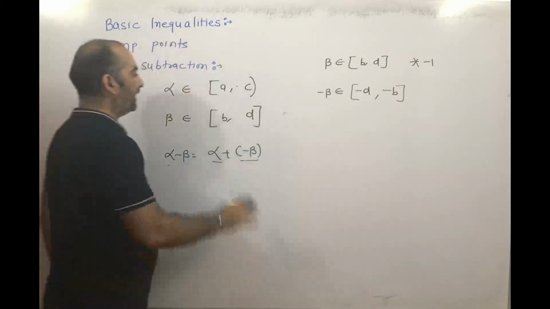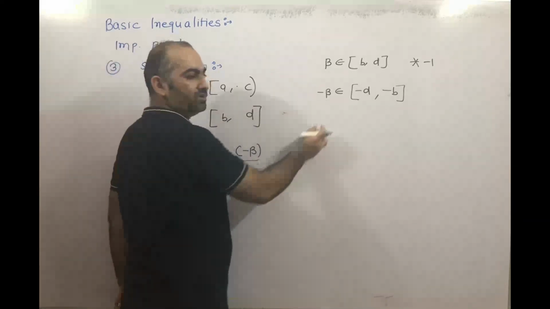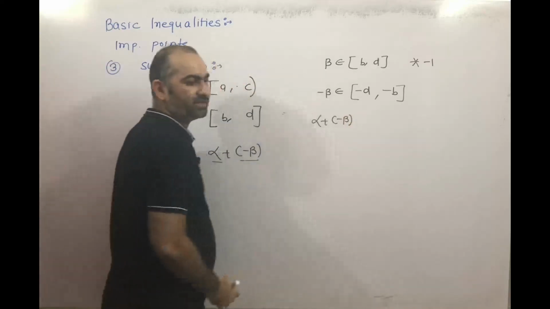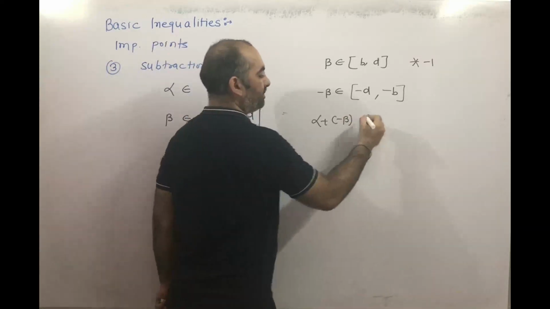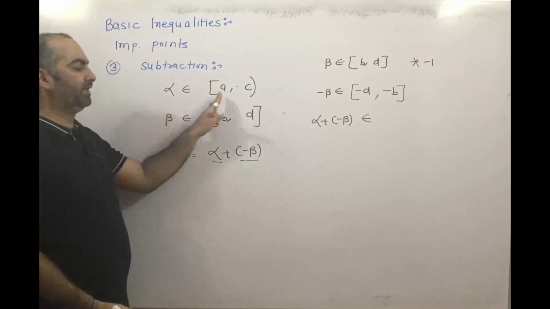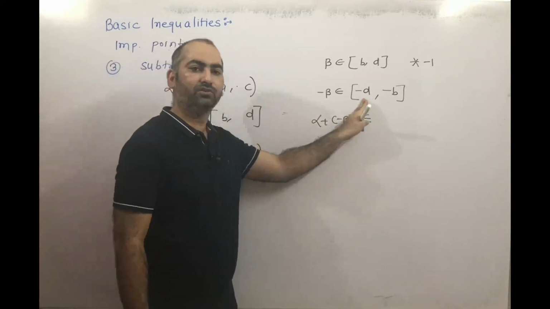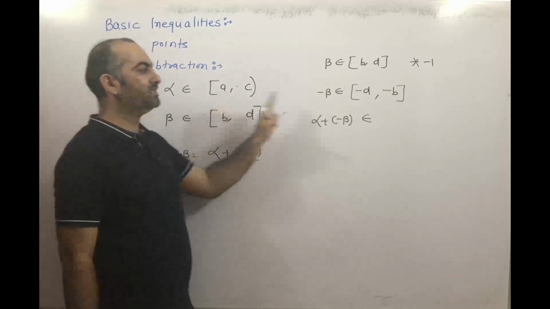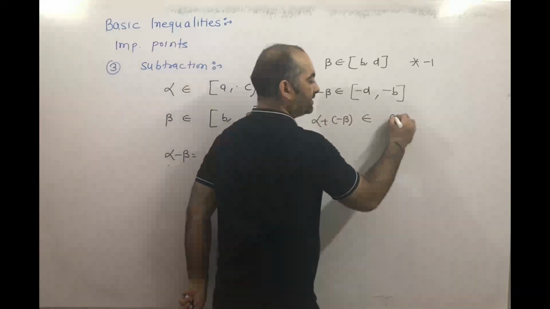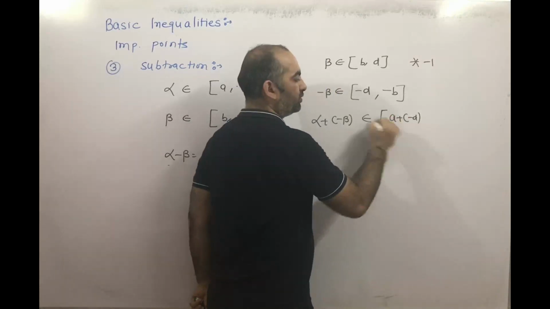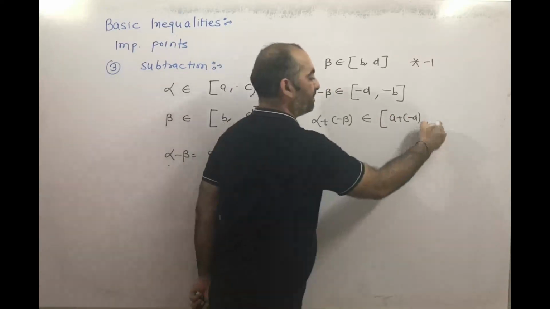Now we will do the addition of alpha and minus beta. So alpha plus minus beta belongs to what? The minimum value of alpha is a, so this is included, and the minimum value of minus beta is minus d, so this is also included. So a plus minus d, and this is included because both are included, comma.